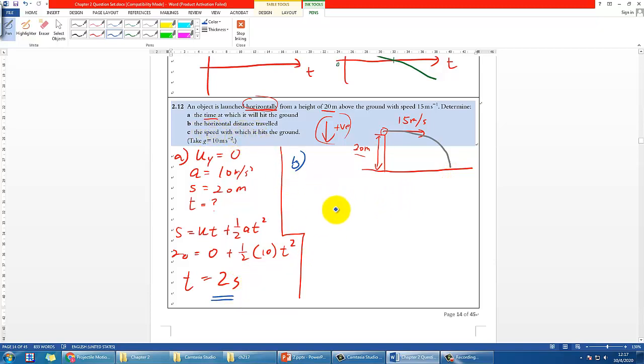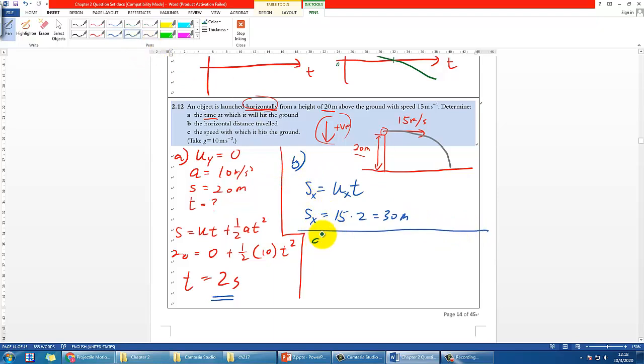So horizontal distance travelled would simply be this. Since there's no acceleration, you don't even need any kinematics equation you learn in IB, just use the normal equation: displacement is u times t, but u here is referring to ux because we're talking about horizontal. t is the same time, because horizontal and vertical share the same time. So x would be 15 times 2, that gives 30 meters.